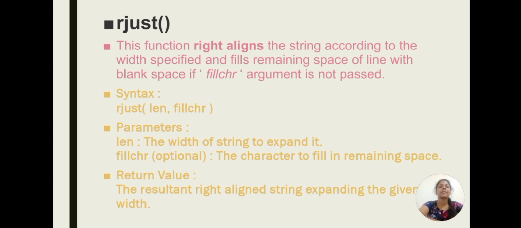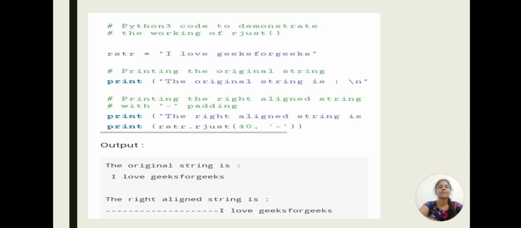Parameters. len, the width of the string to expand it. fillchr, this is optional, the character to fill in the remaining space. Return value: the resultant right aligned string expanding the given width. Here we can see the program for rjust and also the output.